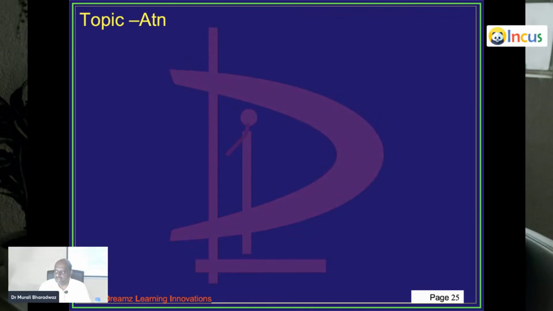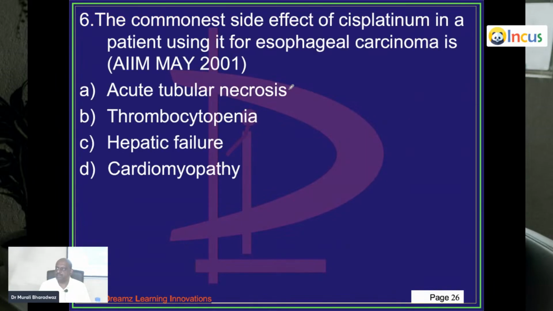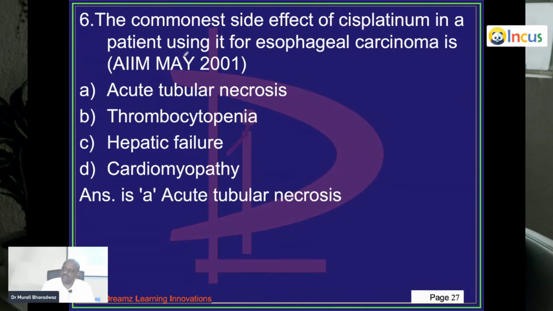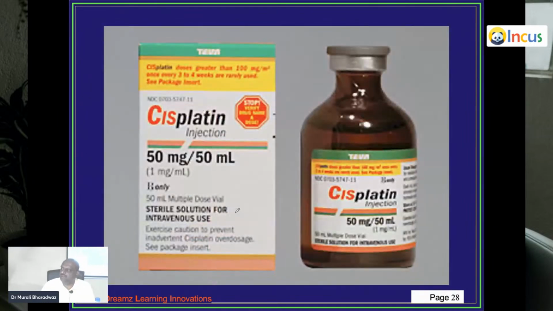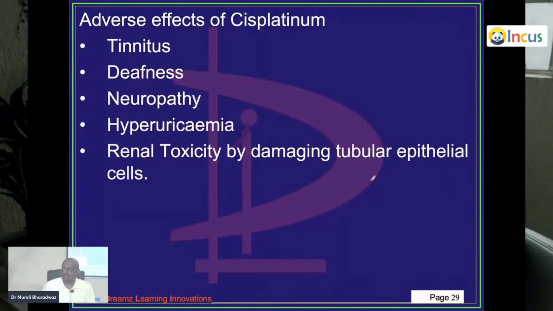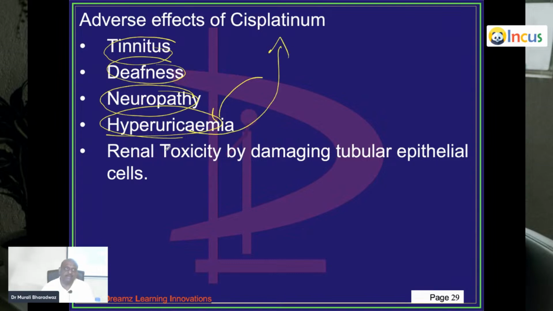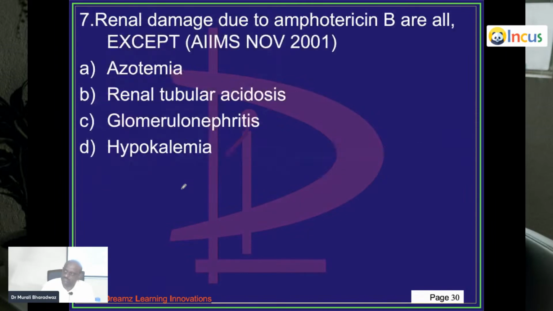Next, acute tubular necrosis. What is the commonest side effect of cisplatinum in a patient using it for esophageal carcinoma, doctor? Typically, platinum compounds will lead to the development of tubular toxicity. So this is the typical cisplatin injection. So tinnitus, deafness, neuropathy, hyperuricemia, and renal toxicity because of the tubular epithelial cell damage are the features of cisplatinum is what you should remember.